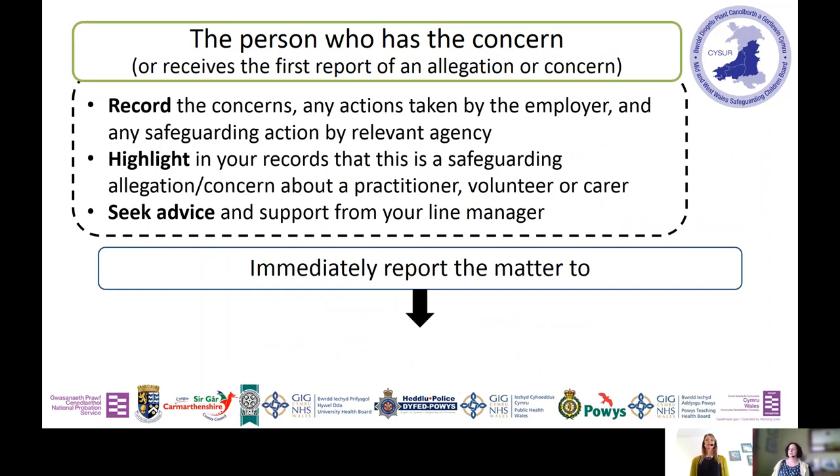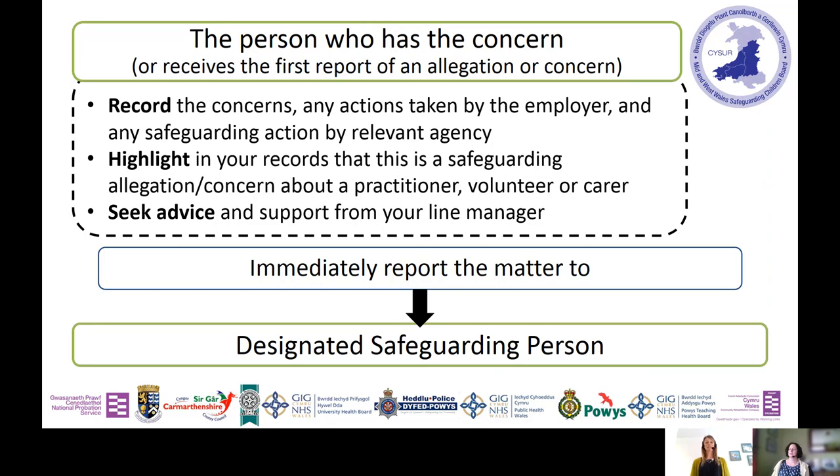So a person who has a concern needs to record that concern and any actions taken by an employer and any safeguarding action by any relevant authority. You need to highlight in your records that it's a safeguarding allegation or concern about a practitioner, volunteer or carer, and seek support and advice from your line manager. And immediately you need to report the matter to the designated safeguarding person. If you don't know who that is in your authority, your place of work or your agency, then please go and find out following watching this video.